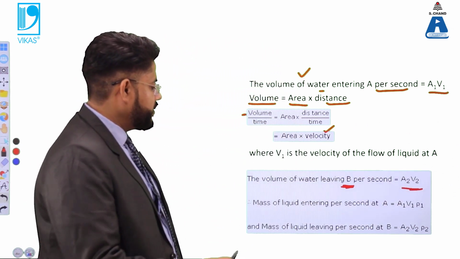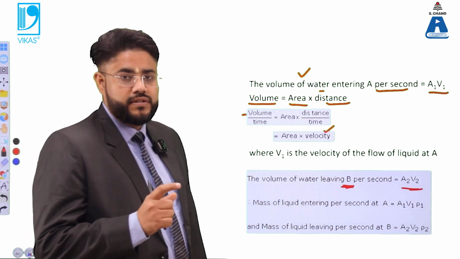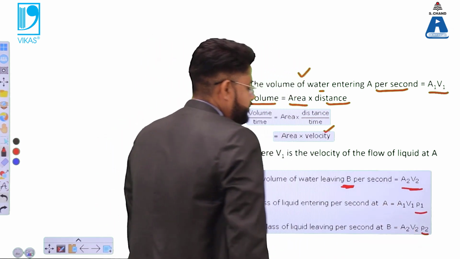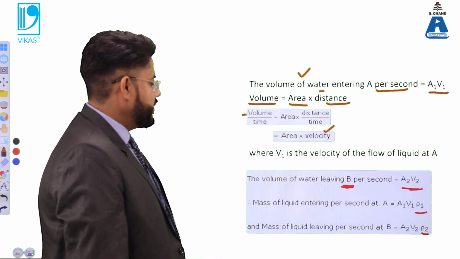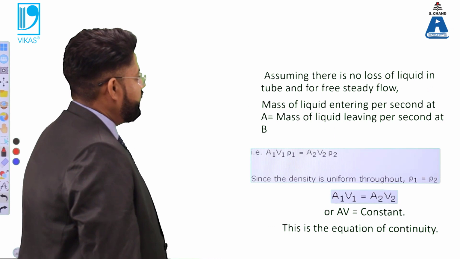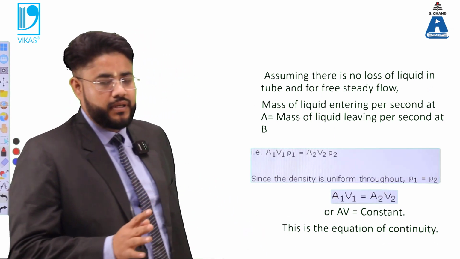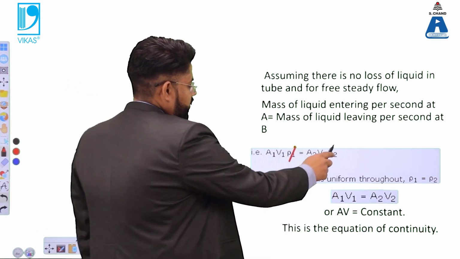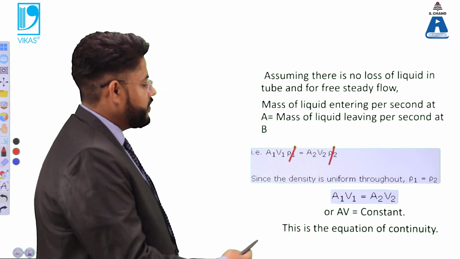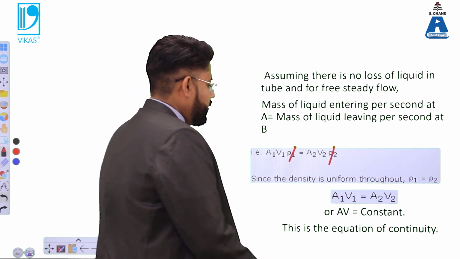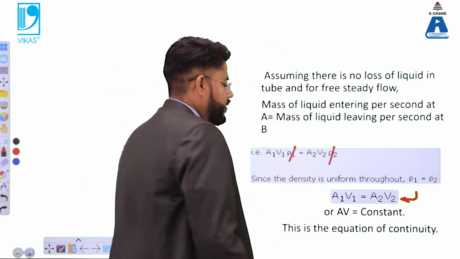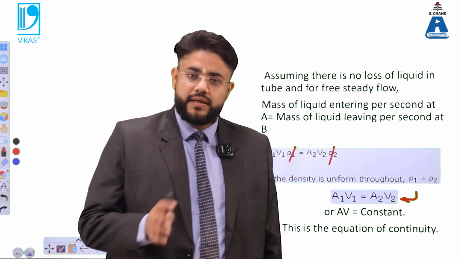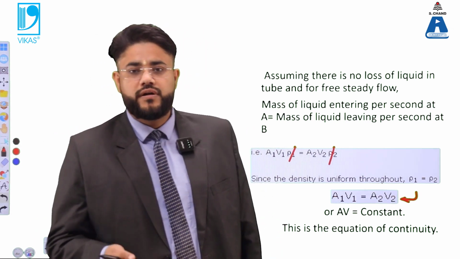Now if I consider the mass at both the regions, which is the first region and the second region, mass is particularly calculated by multiplying the volume with the density. So volume into density is the mass, and if we assume that the mass of liquid is the same, we are having the same liquid flowing inside the tube, then these two terms cancel out, and density is uniform throughout this particular region. So ultimately we come across this equation, which is A1 V1 equals A2 V2, or you can say that the product of area and velocity of flow is constant. That is called the equation of continuity.